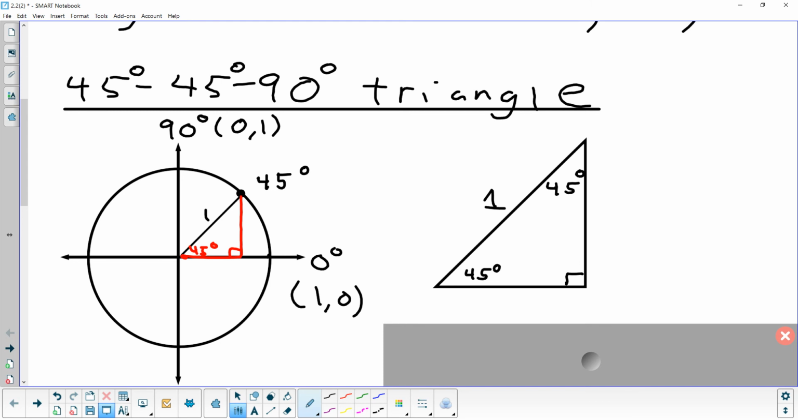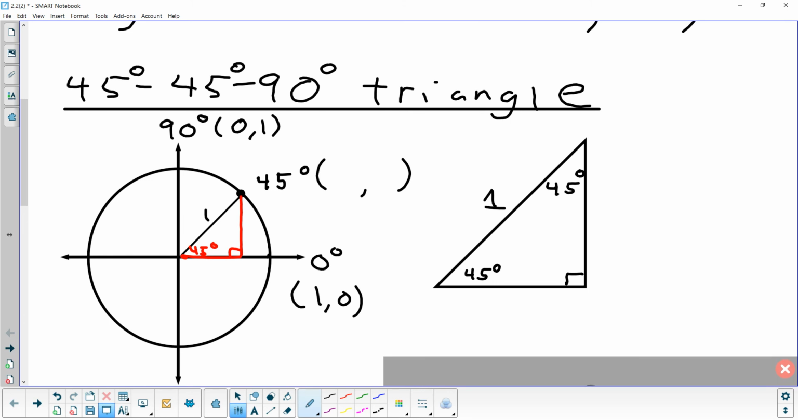So we don't know the coordinate for 45 degrees yet, but we know the x value and the y value, when we write them down, are going to be the same. Since we don't know what they are right now, let's use a variable to represent the base. So this is x from here to here. Since it's the bottom, we're going to call it x.